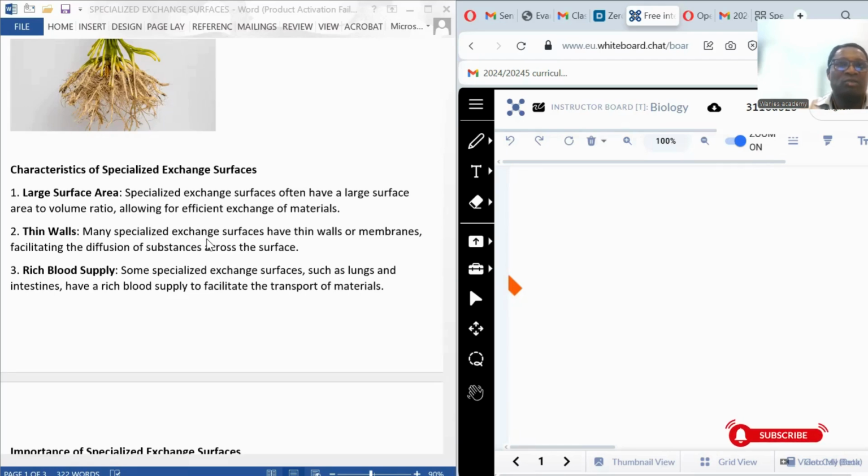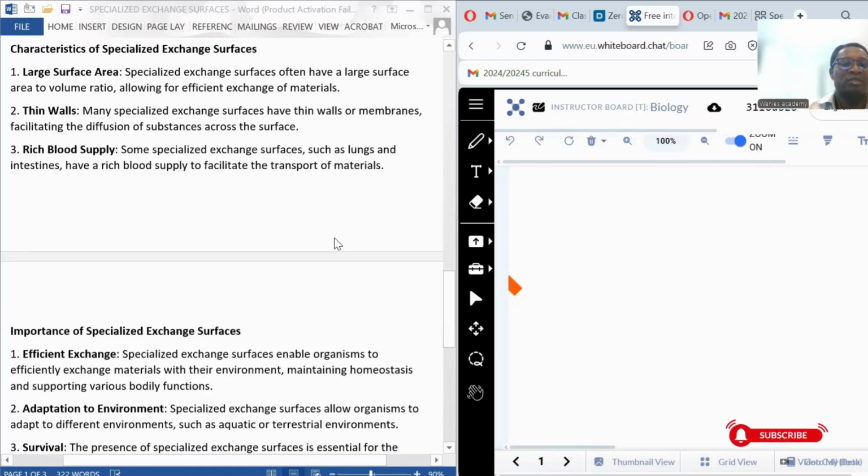It reduces the speed at which materials are exchanged. So the thin wall also enables the ease in exchange of materials between the external and internal environment.